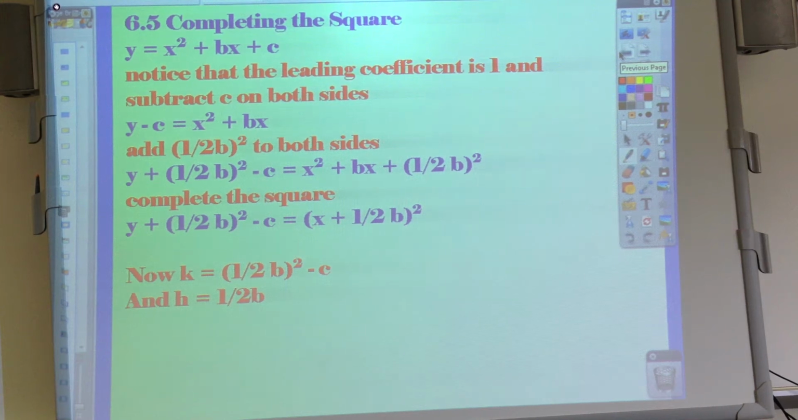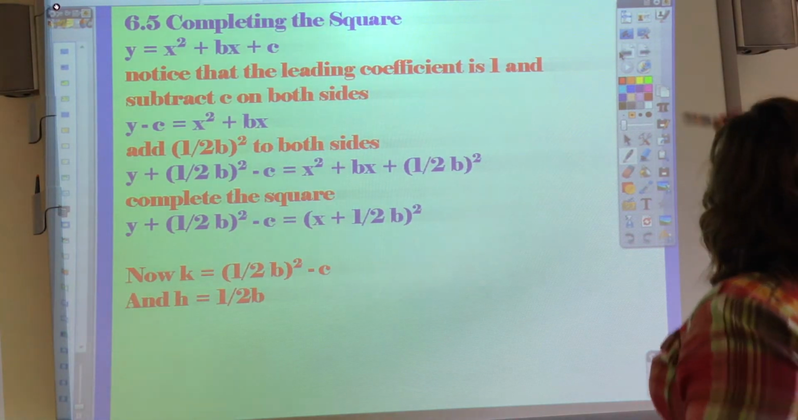This is section 6.5, completing the square. This right here is the format for completing the square when your leading coefficient is 1. I'd like you to go ahead and copy this down, put the video on pause, and then once you're done, go ahead and press play.